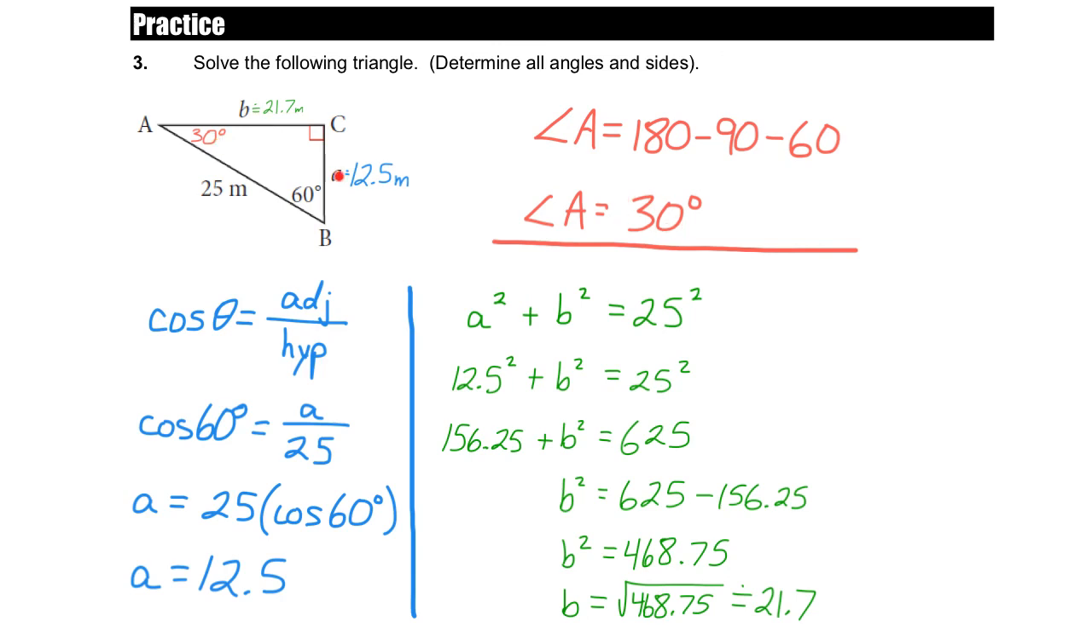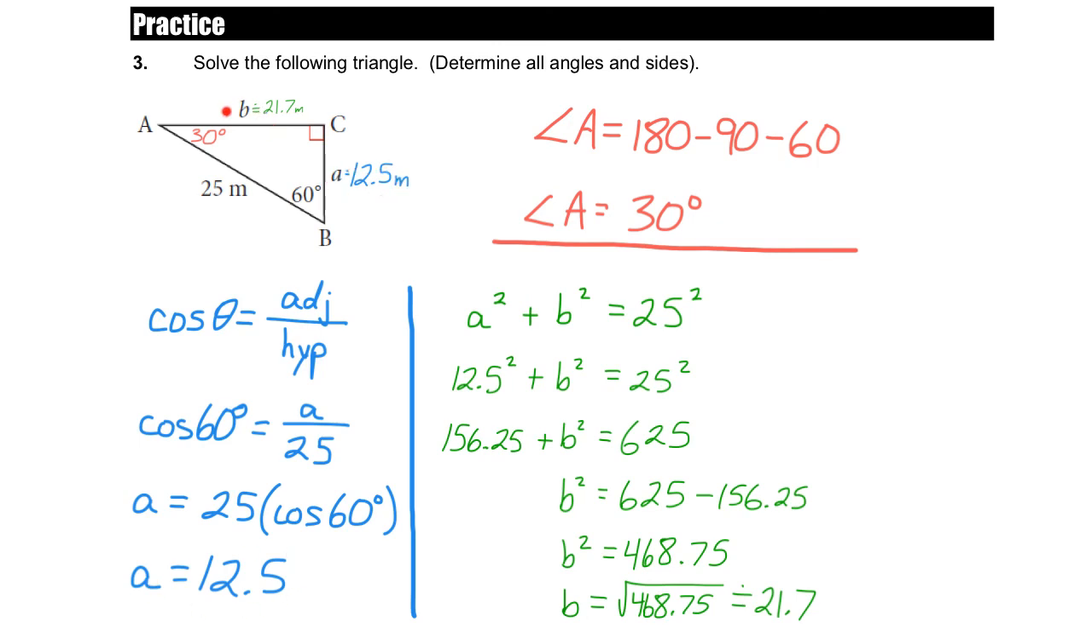To find side A, I started with this given angle and I labeled my sides. Well, that's the hypotenuse, that's the opposite, this is adjacent. So I want adjacent, I have hypotenuse, that's cosine. So cosine of 60 is A over 25. To solve for A, it's 25 times cosine 60. And that gives me 12.5. So A is 12.5 meters.